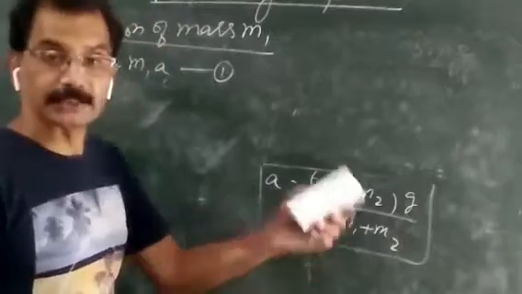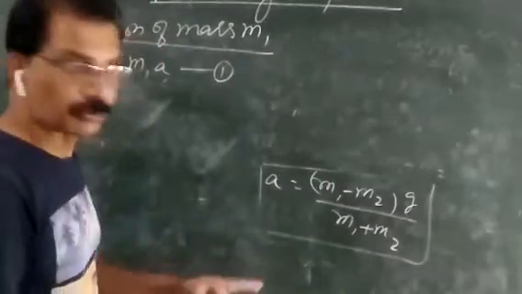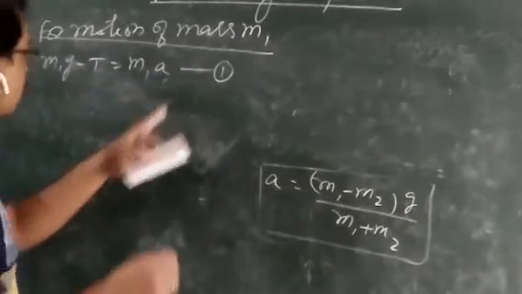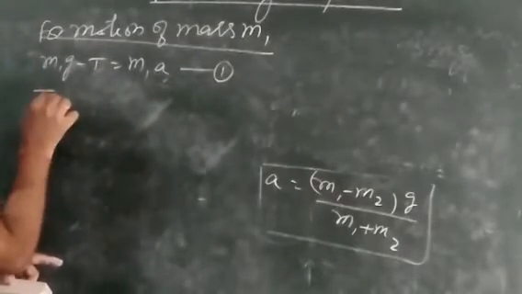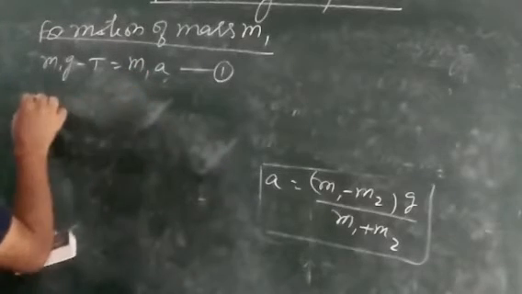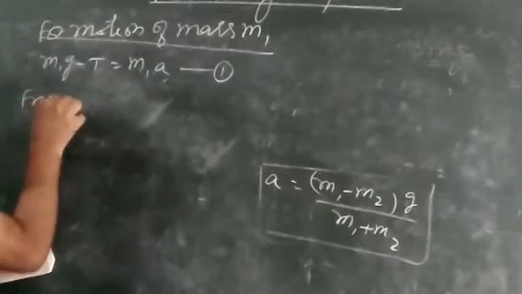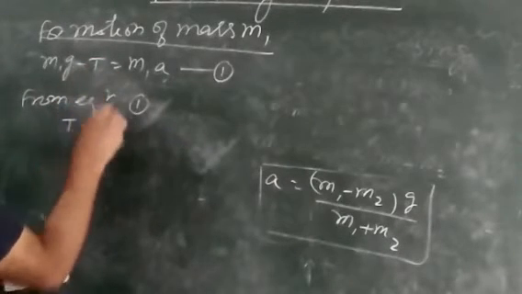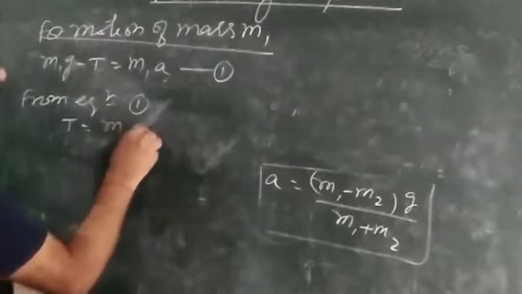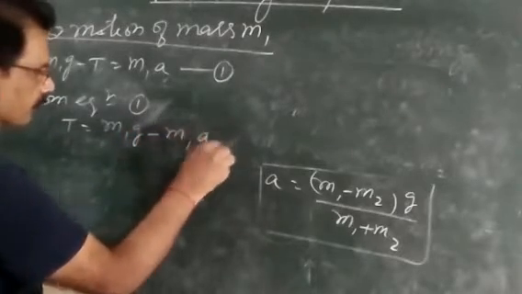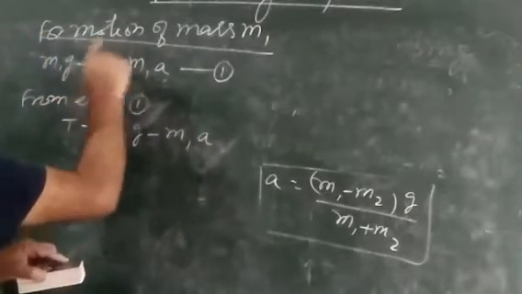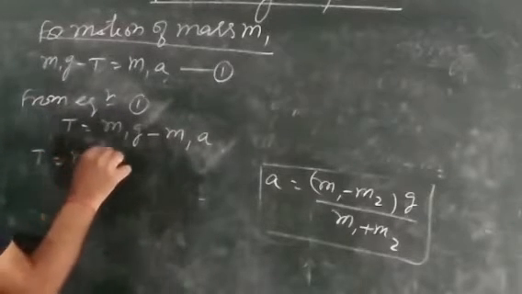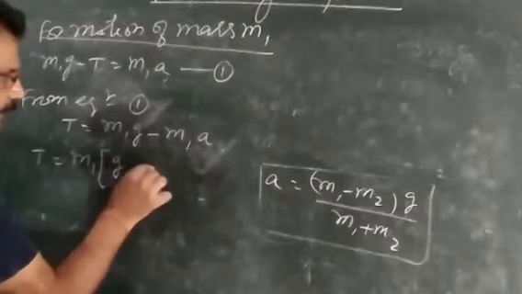And for finding the tension in the string, how can you find the tension? So from equation 1, this one, m1g minus T is equal to m1a, you can say T is equal to m1g minus m1a. Or you can say T is equal to m1, take common, and here you can write g minus a.